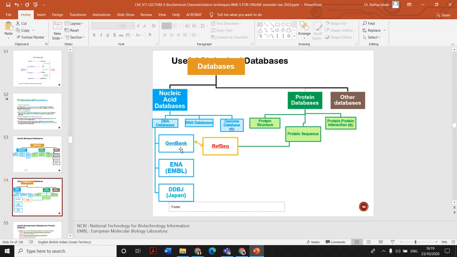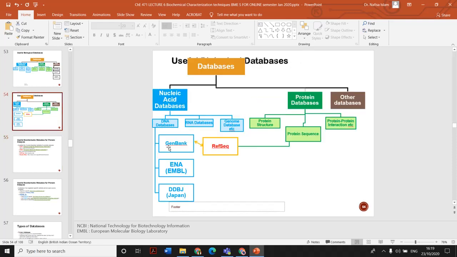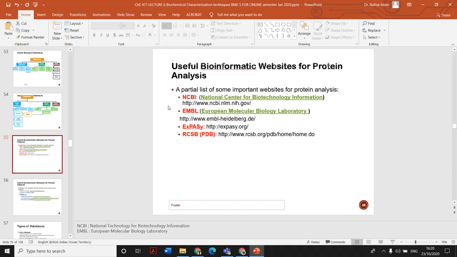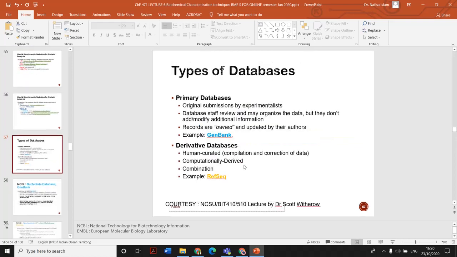For example, GenBank, ENA, DDBJ. Okay, and we'll look at what this RefSeq means in a bit. So here are some of the names that I just said. Okay, for protein, and we just looked at the genetic databases, here are some protein databases like NCBI, EMBL, ExPASy, PDB, etc. And throughout this lecture, we'll also be looking at some tools to handle the information that you get from these. Okay, so there's BLAST, FASTA, and certain other tools.